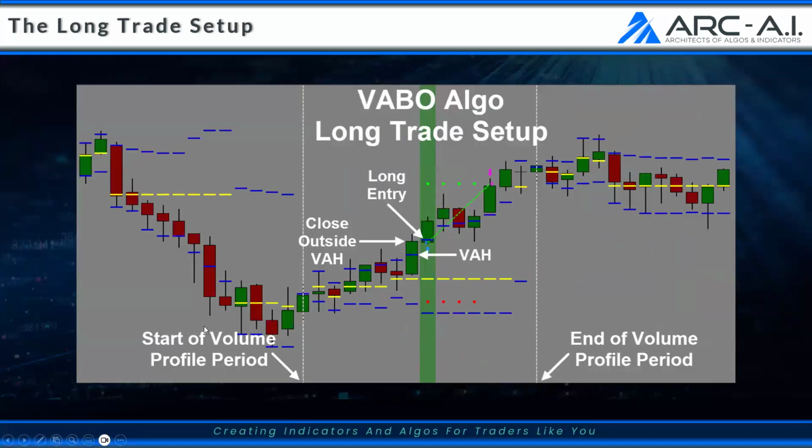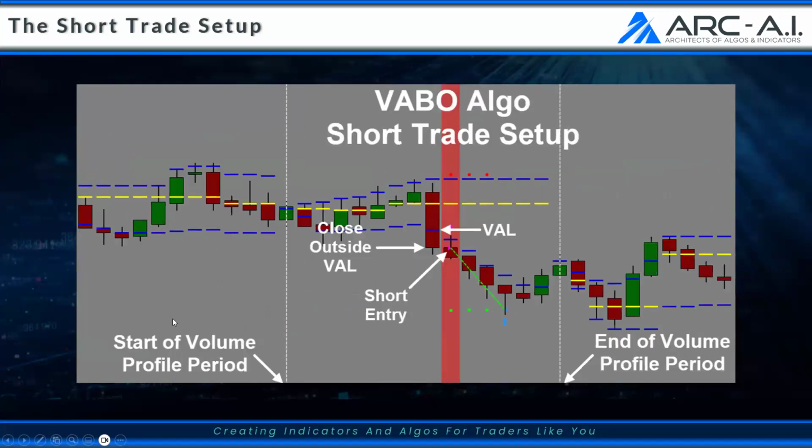All right, so here's another example of a long. I think this might even be the same one, but we closed above right here, entered at bar close, stop went below the point of control, and there's the target. Targets you can set based on risk reward, ticks, or ATR, which is great as well.